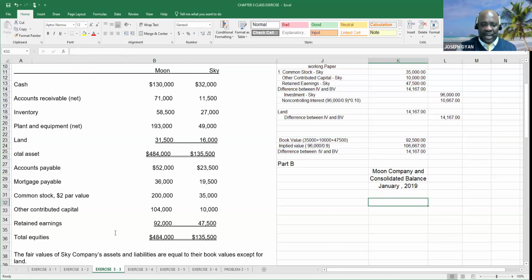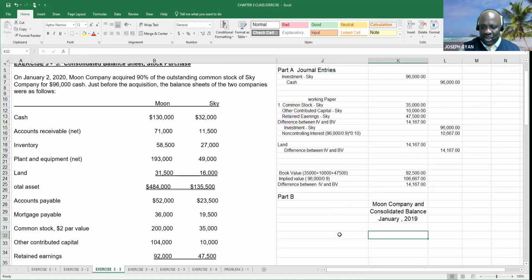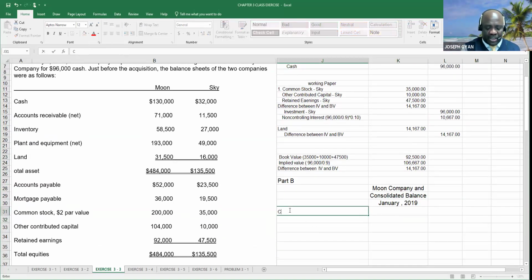Okay, now we can prepare the balance sheet. In the balance sheet, we have the cash and account receivable. So let's look at the cash. They have 130,000, so 130,000 plus 32,000 minus the cash investment of 96,000 that we have eliminated. So how much is the cash here? Then we go to account receivable. Account receivable here.